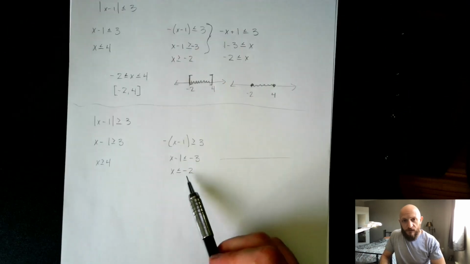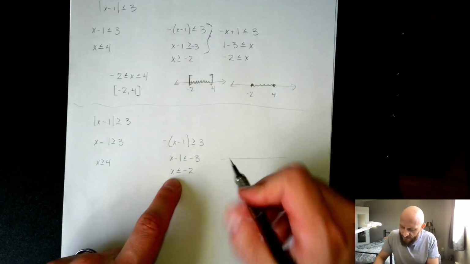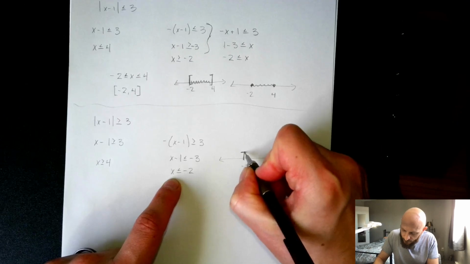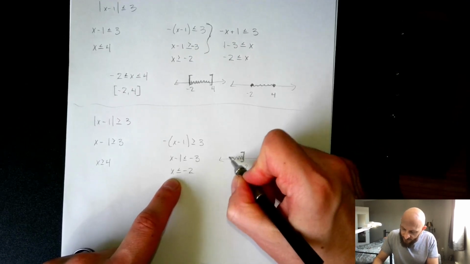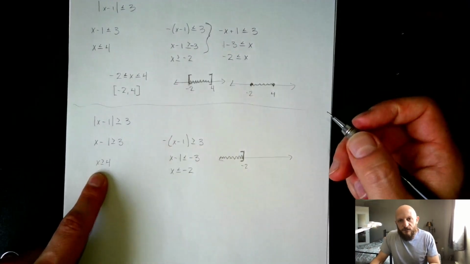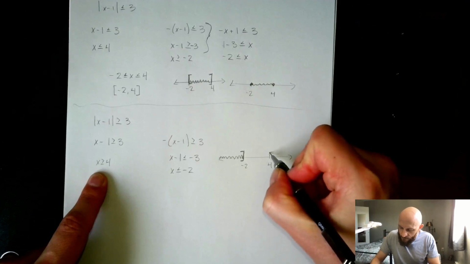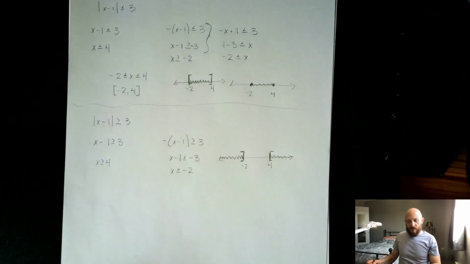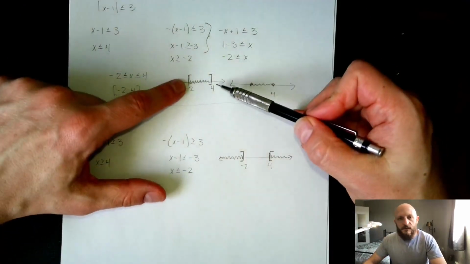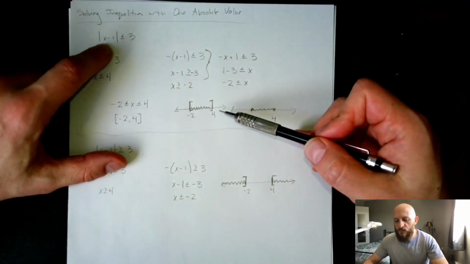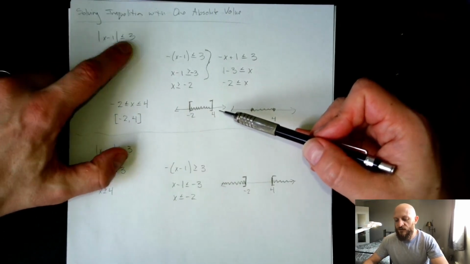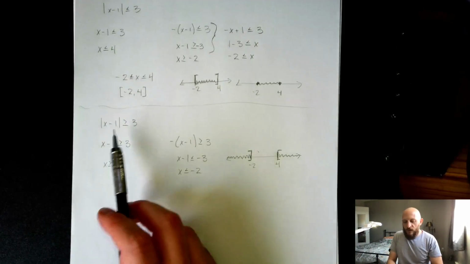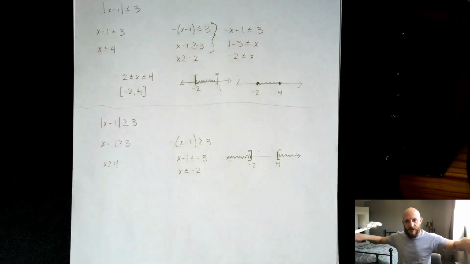What does this solution interval look like on the number line? Well, let's see. We want everything that is less than or equal to negative 2, and everything that is greater than or equal to positive 4. So see how when we were solving for the absolute value is less than or equal to 3, we got this closed, bounded interval. When we flipped that sign, now it's these unbounded intervals, these huge intervals.